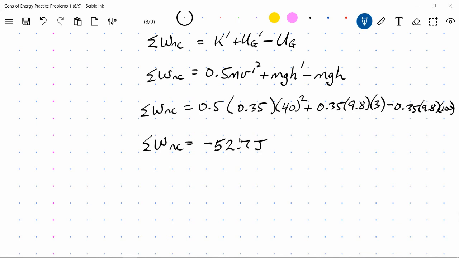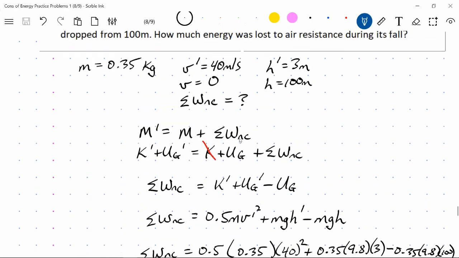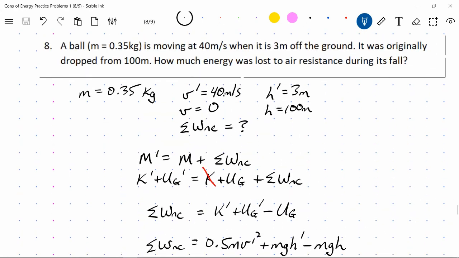And again, the reason that's negative makes sense. The air resistance would take away mechanical energy. Think of it this way. If not for air resistance, it would have had an extra 52.7 joules, and it would have been going even faster than the speed that we know that it had here of 40 meters per second.